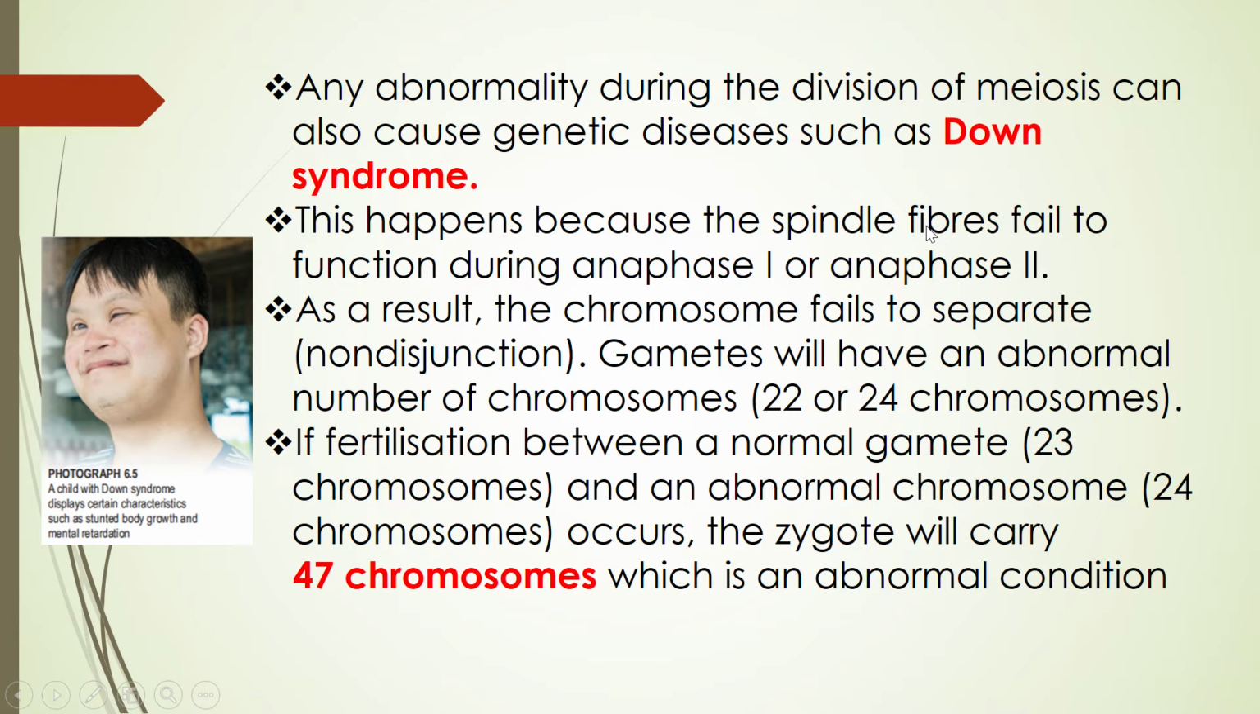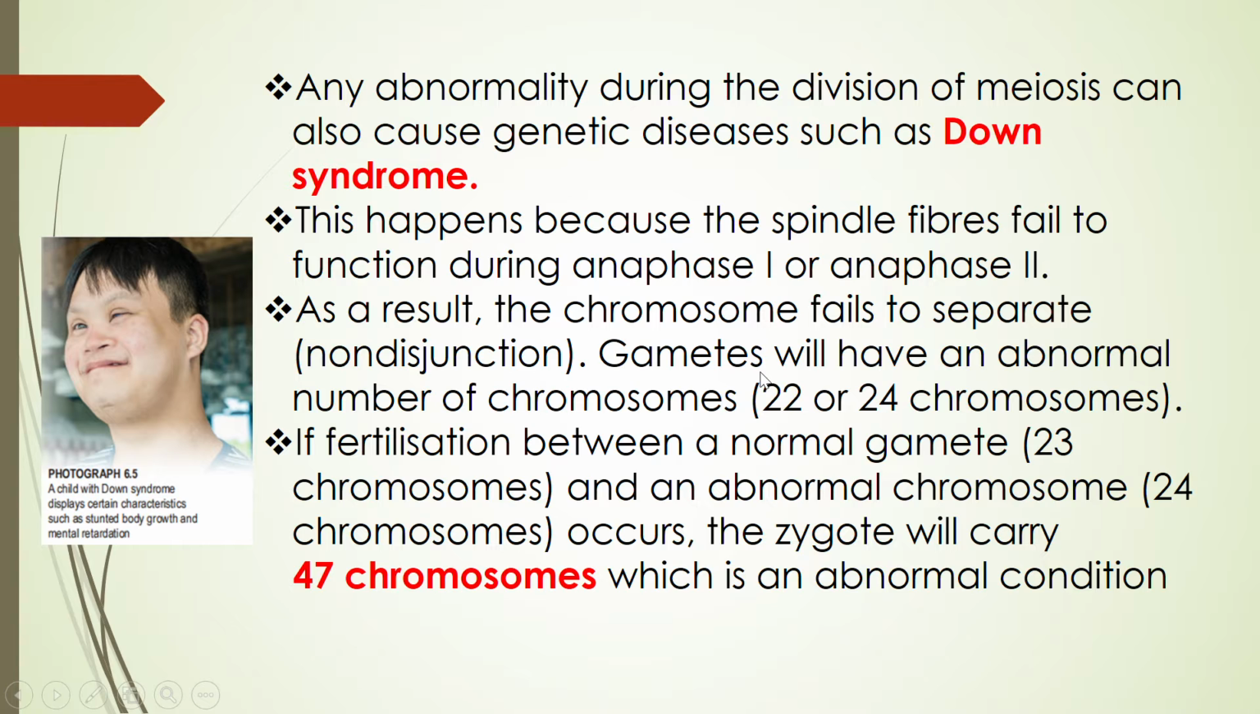Spindle fiber, remember the function? When it contracts, it will pull the chromosomes, the sister chromatids, to the opposite poles, right? So when the spindle fiber does not function well, the pulling does not happen well. So the chromosomes fail to separate, and this condition is called non-disjunction. Chromosomes fail to separate, non-disjunction.